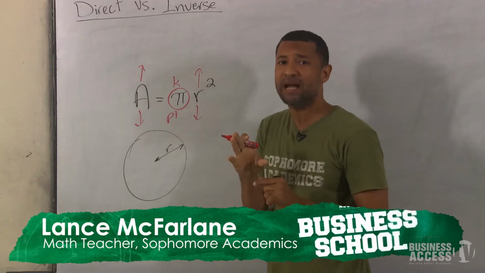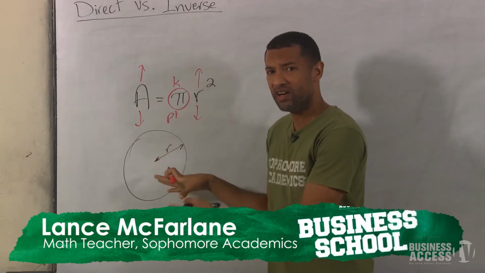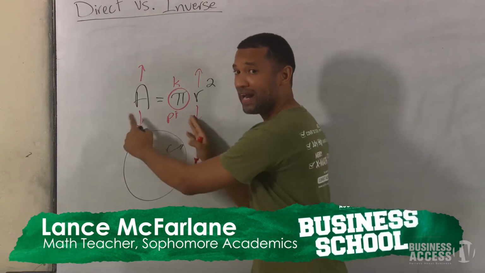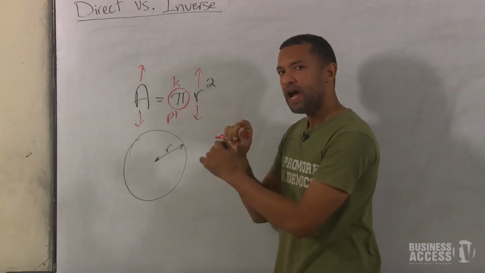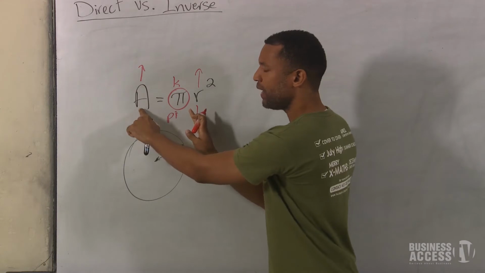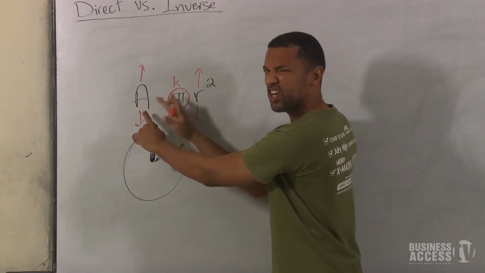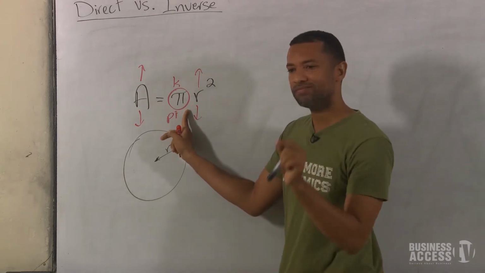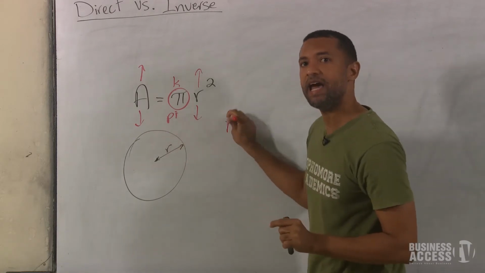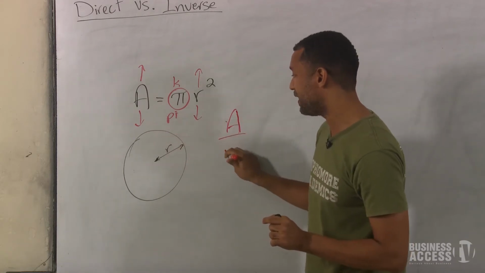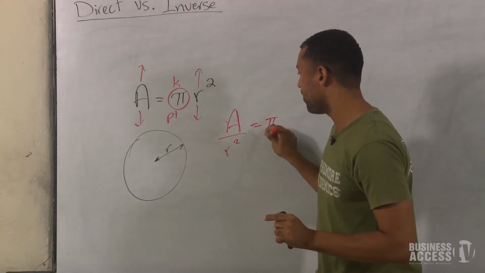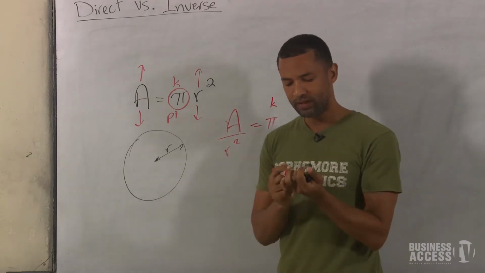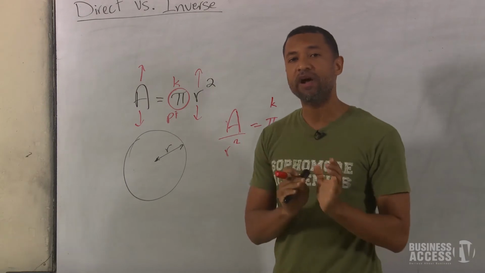Now, a very long time ago, persons recognized the relationship between the radius squared and the area of the circle. They realized that whenever you take the relationship between the area and the radius squared, there was always a constant there. Anytime you took the area and divided it by the radius squared, you always got that same constant pi. Now, this is an example of direct variation.